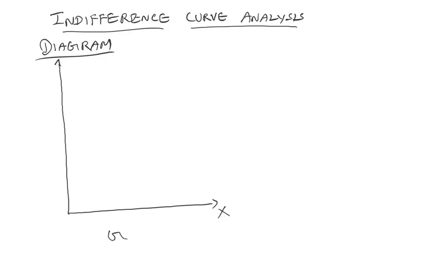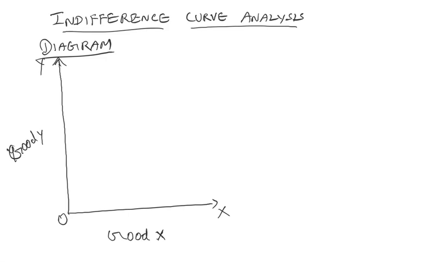So the x-axis is good X, and the y-axis is good Y. If you remember, we took the example of Barbie dolls and comic books, isn't it? So whatever the table, I'm representing in the form of a diagram.